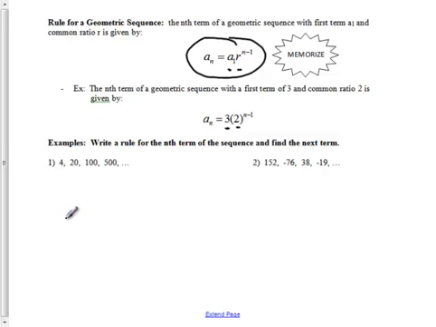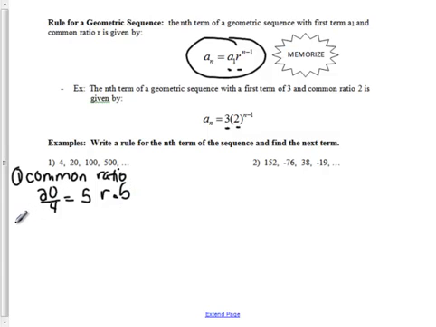Here is a sequence that is given to us. First, let's find the common ratio. Just like when we were checking whether they were geometric, the common ratio is the second term over the first. You could do the third term over the second, or the fourth over the third. They all will give you the same common ratio. In this case, I'm doing 20 over 4, and I get 5. So my common ratio is 5.